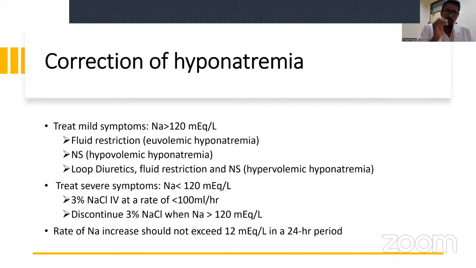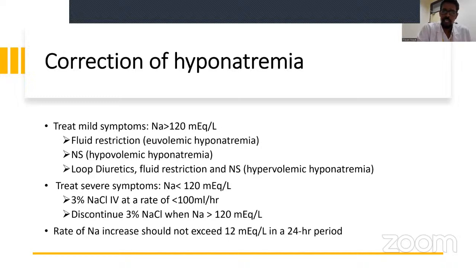Hyponatremia: if a patient has mild symptoms and sodium is more than 120, generally fluid restriction with NS supplementation and loop diuretics. Fluid restriction and NS would work depending on whether it's a euvolemic, hypovolemic or hypervolemic hyponatremia.